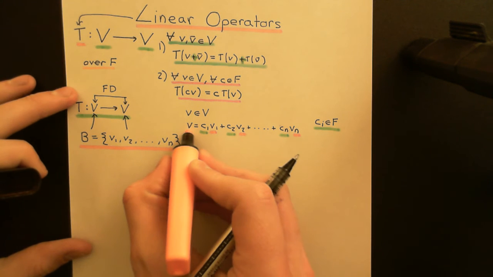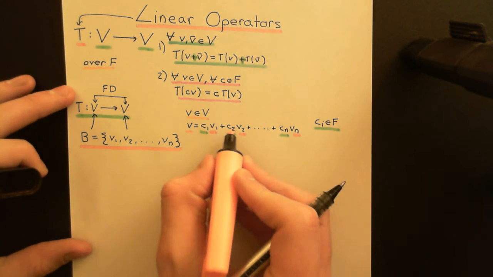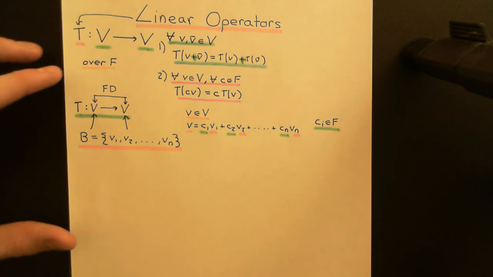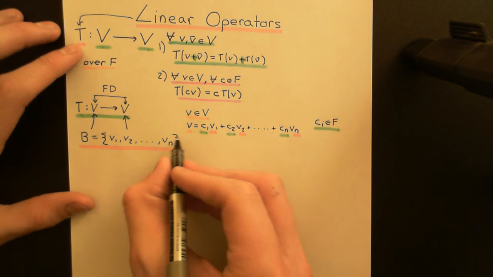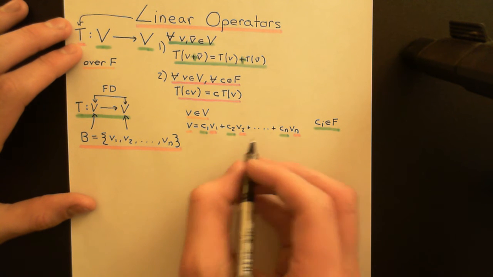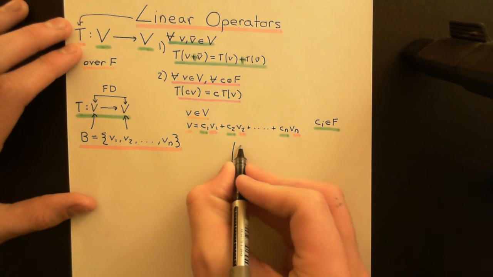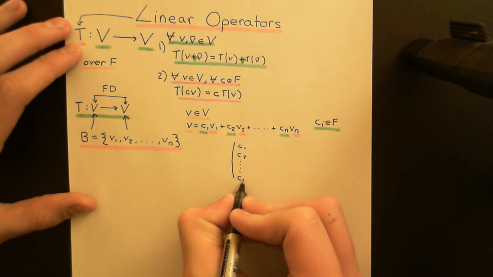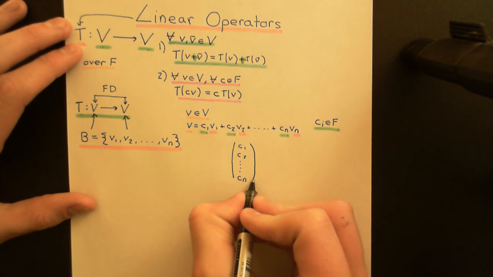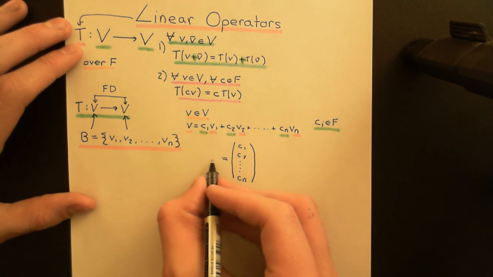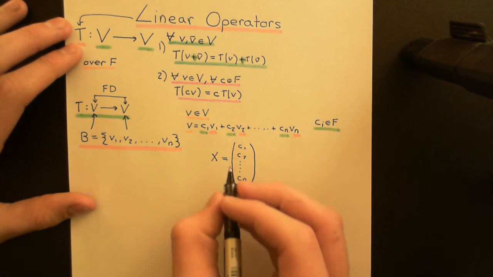Now, we call these scalars that you have to put in front of the basis vectors to give this vector v the coordinates of the vector v with respect to this basis. And what we can do is collect them all together into a nice column, like so. So we can put c1, c2, all the way down to cn, and this is going to be the coordinate vector of this vector v in my vector space with respect to the basis B.